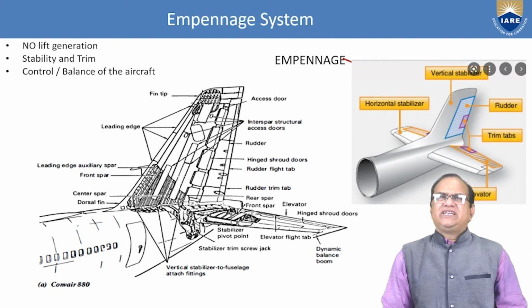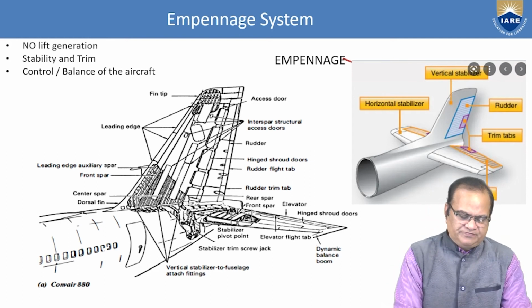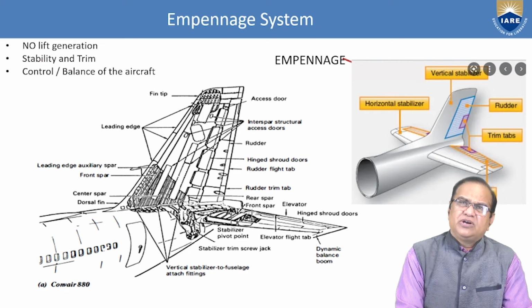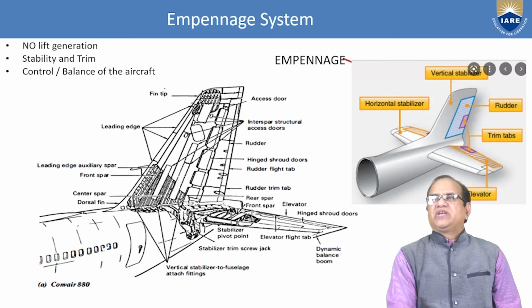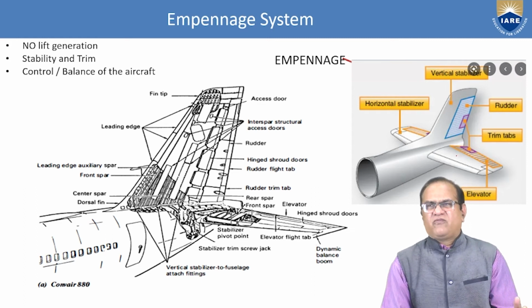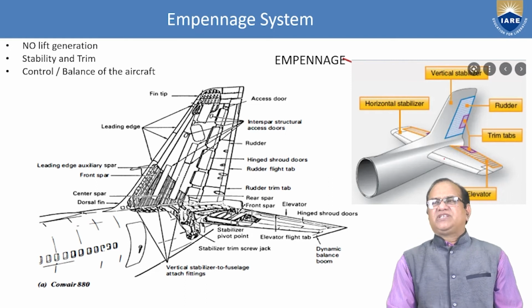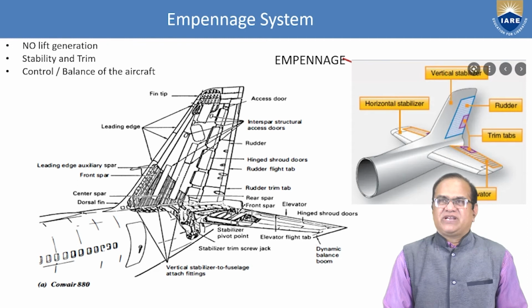Now I will go in detail about the empennage system one by one. So here, this is also generating somewhat lift. Stability and trim also can be achieved. Control and balance of the aircraft can be done. Okay, so you can see here this horizontal tail is also generating some 5% to 7% of the lift. Control is obtained, and the basic objective of this empennage is to give the stability and the trim. And here I have shown the trim tab.